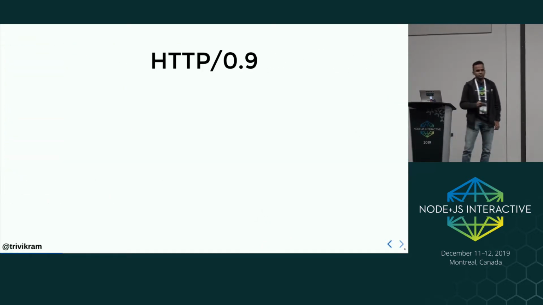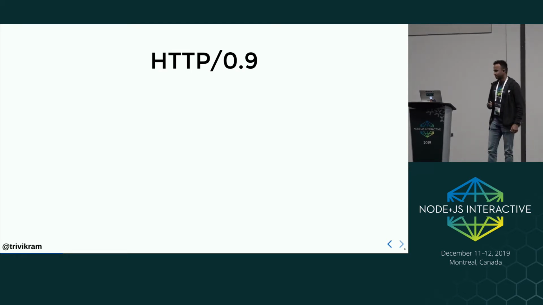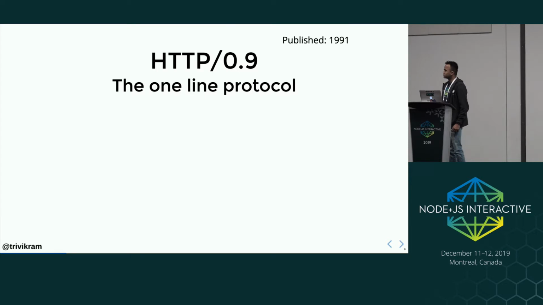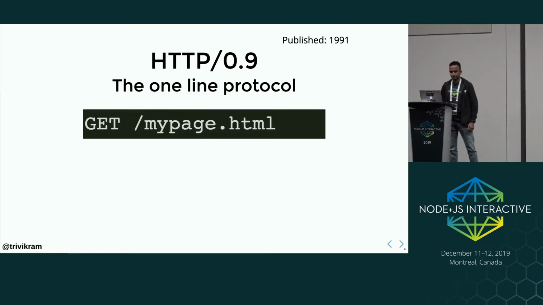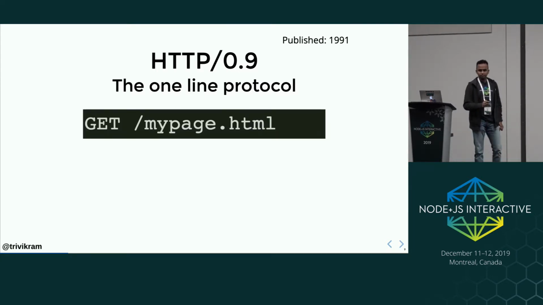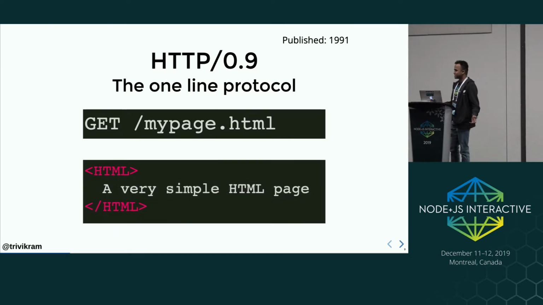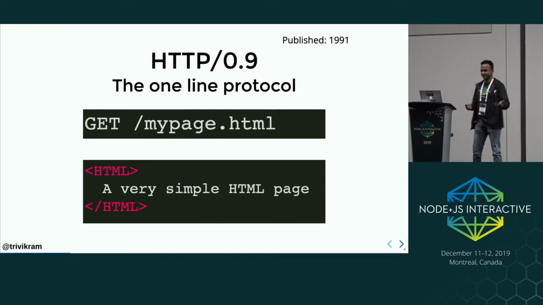So let's start with HTTP 0.9, which was published in 1991. And it was very simple, it was just a one-line protocol. Okay. You send get mypage.html, and you get mypage.html. Awesome, right? Life was so simple back in 1991, but things had to get complicated.